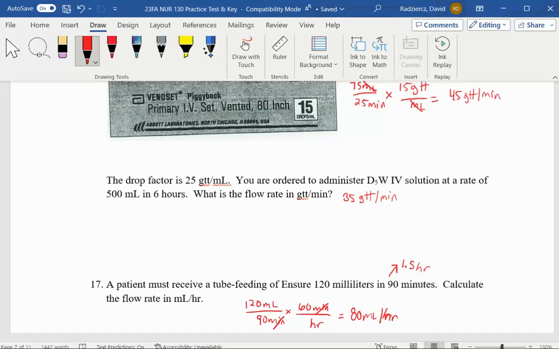The real answer you should have calculated was 34.722222222. But as we mentioned previously, at least when it comes to drops, we can't give a partial drop, right? So we have to round to the nearest whole drop. If that answer was 34.222222, we would just leave it at 34 drops. But because it's 0.5 or greater, we're going to round it up to 35.